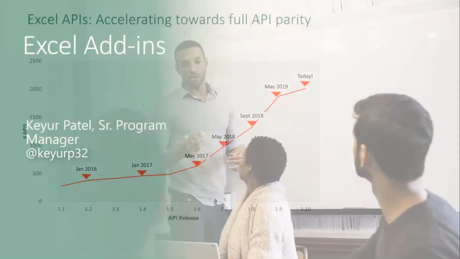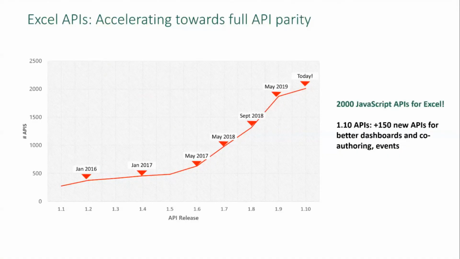The first thing that we announced was the Excel 1.10 APIs, and that really allowed us to hit a new milestone, which was that we now have over 2,000 JavaScript APIs for Excel. This chart shows you that the past couple of years we've been on this journey to really accelerate the number of APIs that we have with Excel, because we realize a lot of the Excel solutions have not only breadth but also depth in them.